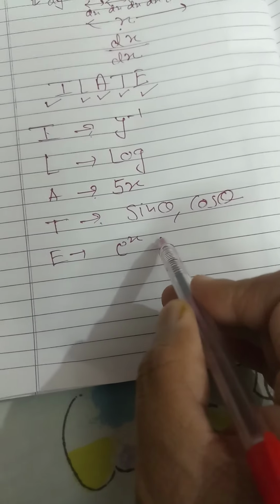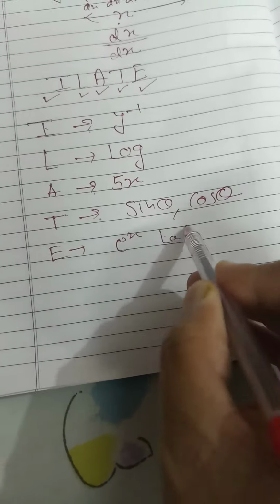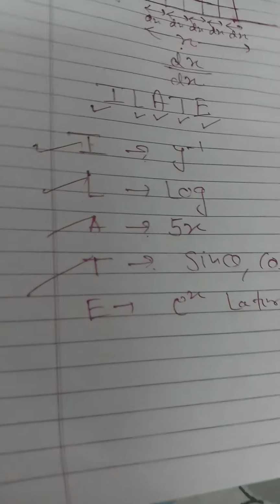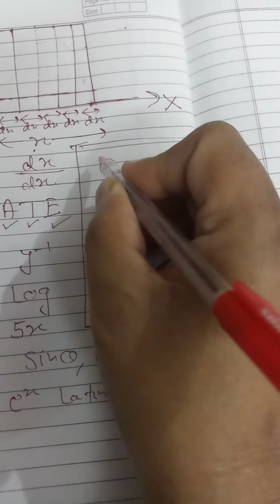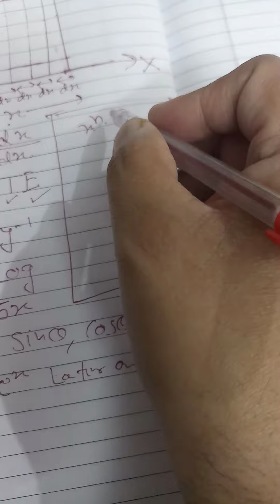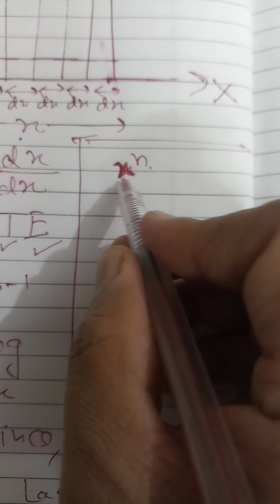You will not do these terms right now, you will do them later on, but you are going to use these terms in 11th physics. So we will study how we can differentiate these mathematical terms. Suppose I get a mathematical term like x to the power n. Here n is a constant term, and x is the variable.